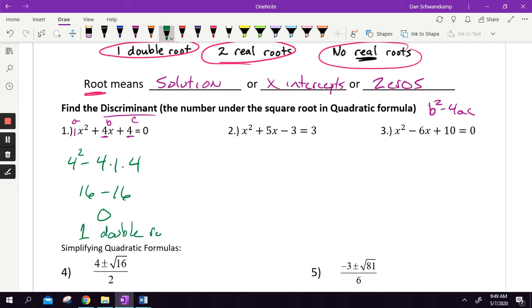I'm not going to just say one root because we've talked over and over again. If it's squared, you're going to get two answers. And we are. It's just going to be repeated. So this one has one root. It just happens to be doubled.